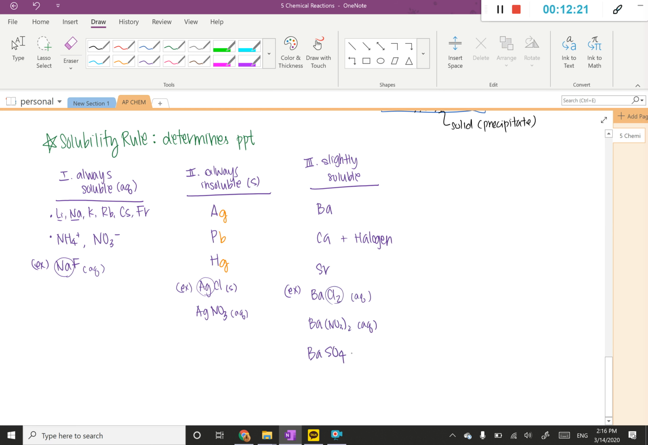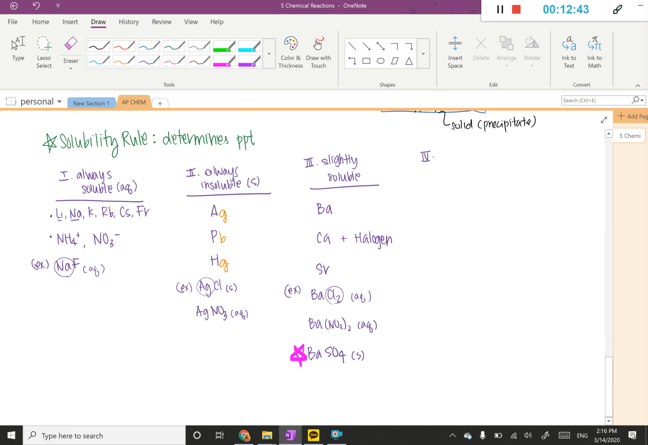BaSO4 must be memorized. This is a regular on the AP as well as the SAT2 as well as high school chemistry exams. BaSO4 is not part of rule number 1. It is not a halogen, so hence it will be a solid. Okay, so this one must be memorized. Got it? Got it. All right, now let's continue to the last one.